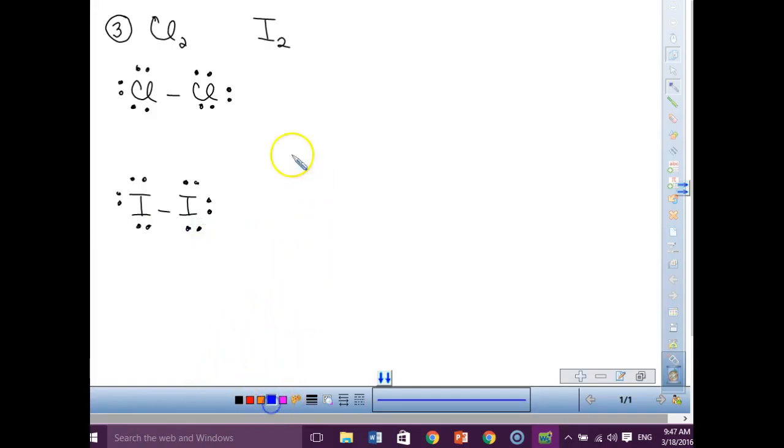Okay, so is this polar or nonpolar? They are nonpolar. You're supposed to remember, to make things easier on you, that the diatomic elements are nonpolar because the electronegativities are exactly the same, so the difference is zero. So it's a completely covalent bond. They totally share equally.